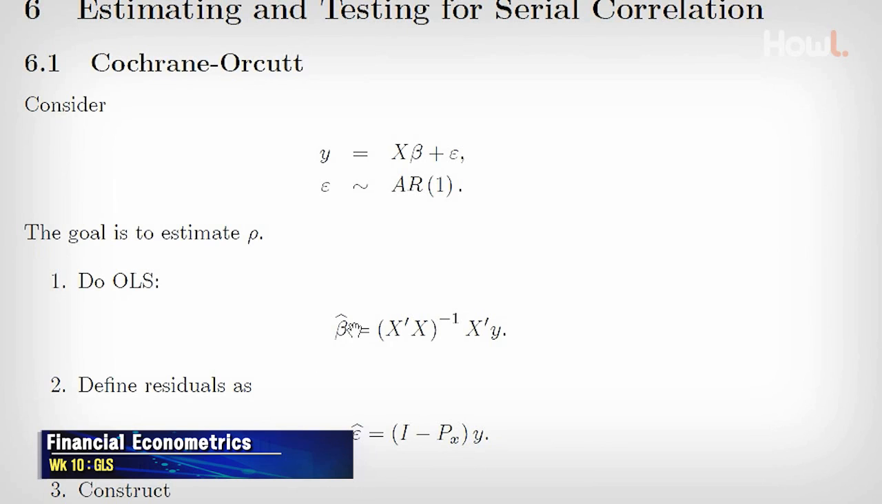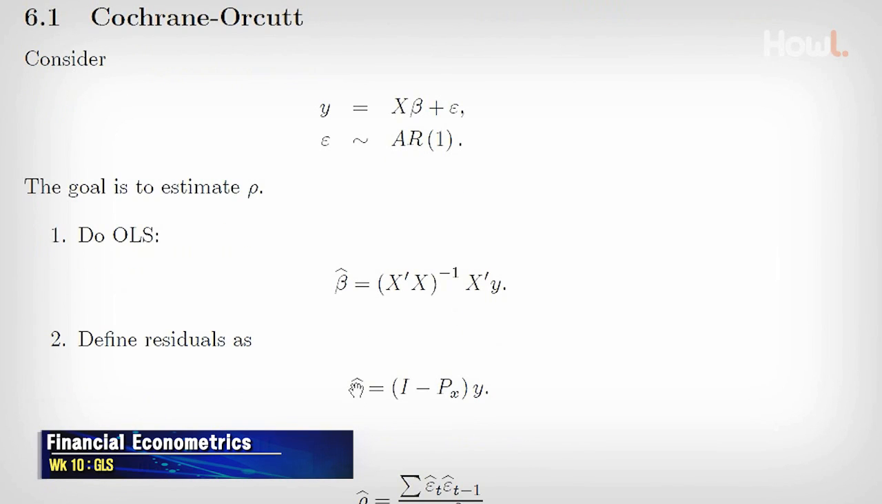So the procedure is very simple. First we run the regression, and then we collect the residuals. If we write it in matrix form, our regression error looks like this. With OLS, beta is an unbiased estimate, right? Unbiased and actually consistent. So it means that these residuals are also unbiased and consistent estimates for the error.